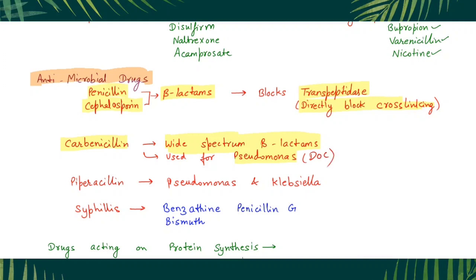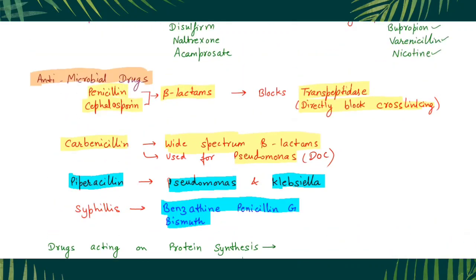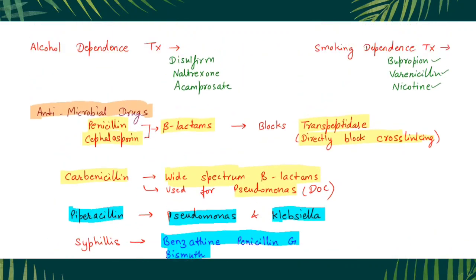Next drug is piperacillin. Remember, it is used for Pseudomonas as well as Klebsiella. So for Pseudomonas and Klebsiella, which drug do we use? Piperacillin. Next is syphilis. For syphilis, which penicillin do we use? Benzathine penicillin G and bismuth. Pseudomonas and Klebsiella: piperacillin; carbenicillin is the drug of choice for Pseudomonas.